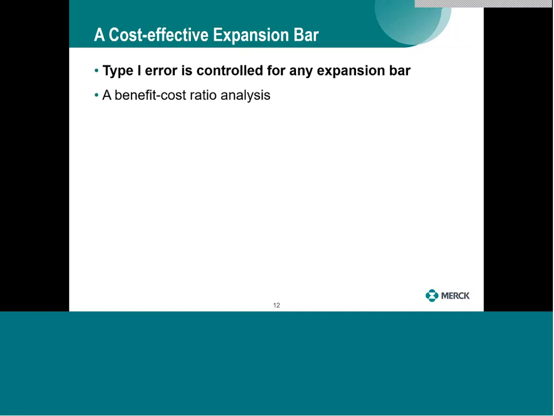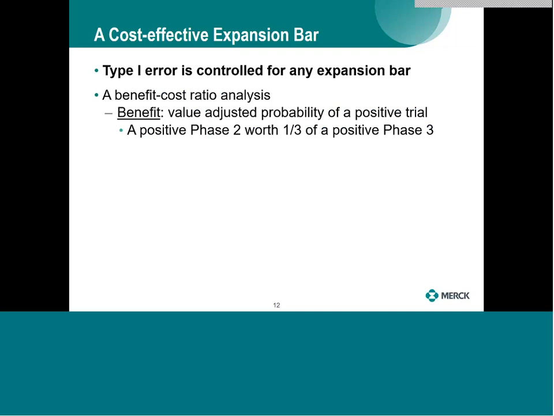The specific method I'm going to introduce is called benefit cost ratio analysis, which basically tries to maximize the benefit cost ratio in order to derive this expansion bar. The benefit here is very simple. After consulting with marketing and clinical, etc., we decided that a positive phase 2 trial may be worth just 1/3 of a positive phase 3. This is just our base assumption. I will show the sensitivity to the assumption later on.